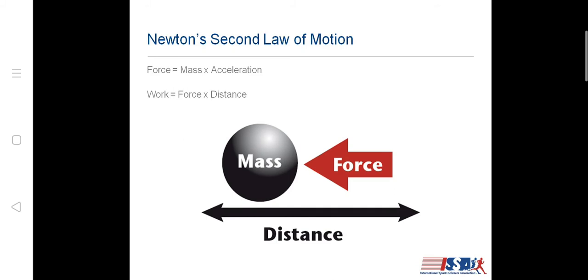Taking this one step further, we define work as force times distance. Therefore, work can be defined as being dependent not only on the distance an object has moved, but how much force is applied to the object in order to move it.